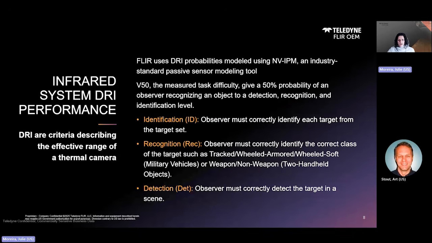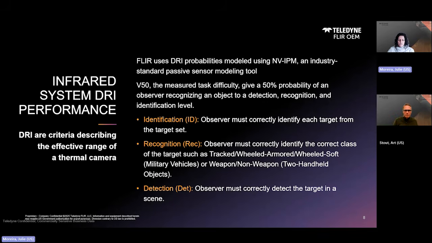In addition to the cost, size, and weight advantage we just discussed for larger pixel pitch systems, we have detection, recognition, and identification performance to consider. DRI are criteria describing the effective range of an infrared camera. Teledyne FLIR uses DRI probabilities modeled using NVIPM, which is an industry standard passive sensor modeling tool.